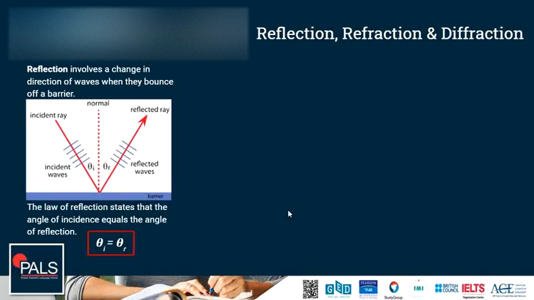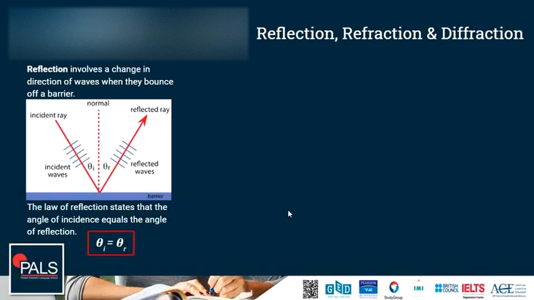Properties of a wave. Waves undergo reflection, refraction, and diffraction. Reflection involves a change in the direction of a wave when it bounces off a barrier. The law of reflection states that the angle of incidence equals the angle of reflection.